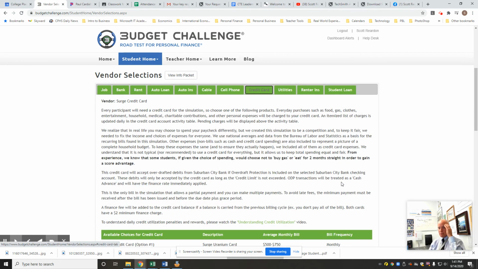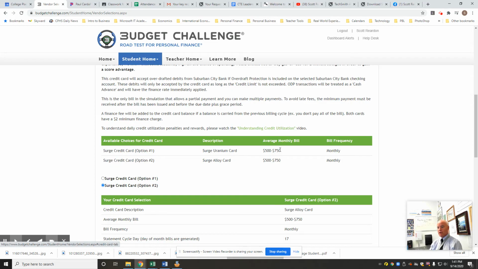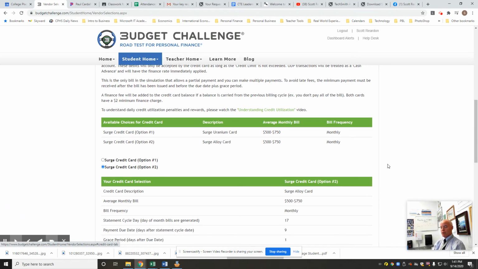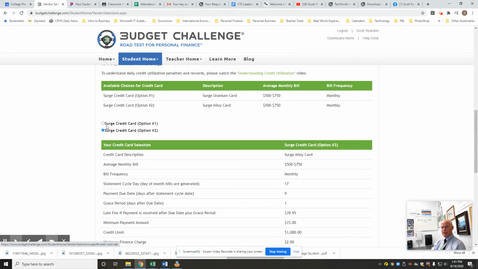Credit card. Now you're going to get charges of $500 to $750 per month on your credit card. Per month. And you don't have any control over this. The person just spends the money and you keep seeing it racked up and away we go. Keeps getting more. But let's take a look at these 2 options.